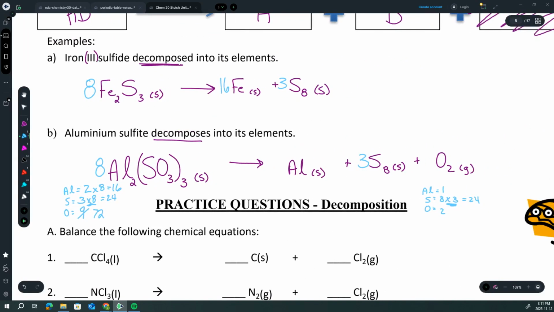So now sulfur is taken care of, and really you could start with either aluminum or oxygen, it doesn't matter. For now, I'm just going to go with aluminum. So we have 16 aluminum coming in, we need 16 coming out. So we just updated that. So that's good now. And for oxygen, we have 72 coming in, and we need 72 coming out. So 36 times 2 gives us 72. And there you have it.